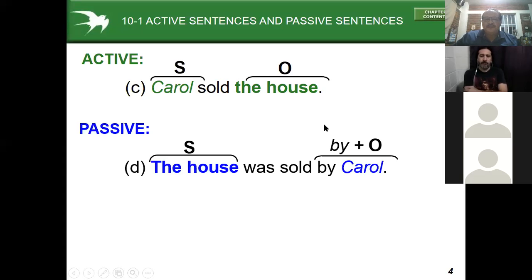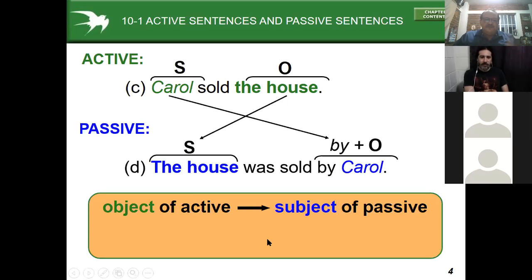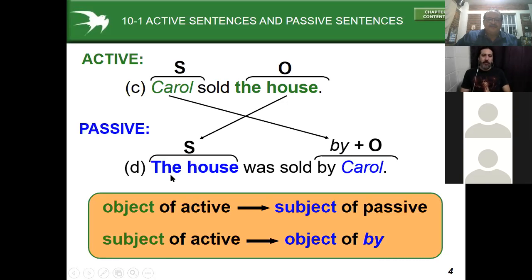Okay, good. Then you can see, for example, how they change it. Carol is now the object, and the object, the house, is now the subject. See how you invert, right? You swap, you switch the subject and the object. No problem? Okay. Then we have object of active is the subject of the passive. The object of the active form is the subject in the second sentence. And the subject of the active becomes the object of the passive form, the object of by.